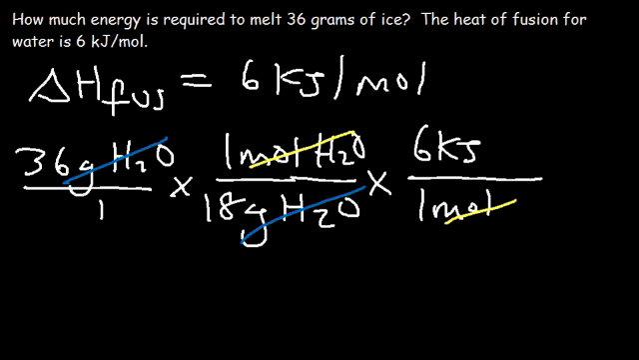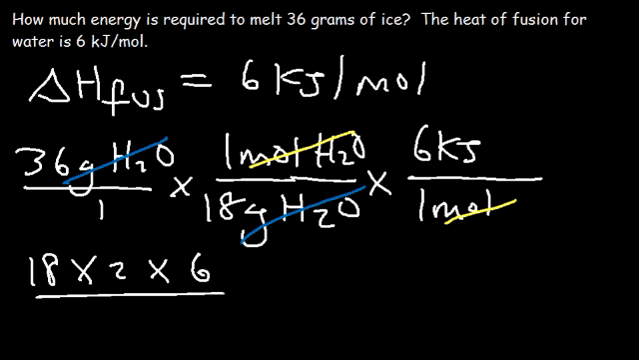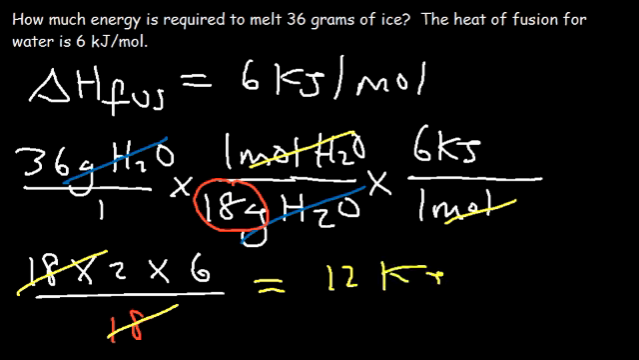And so now we could do the math. 36 is 18 times 2, and we have a 6 on top as well, and we have an 18 on the bottom. So these numbers will cancel. 2 times 6 is 12. So it takes 12 kilojoules to melt 36 grams of ice.